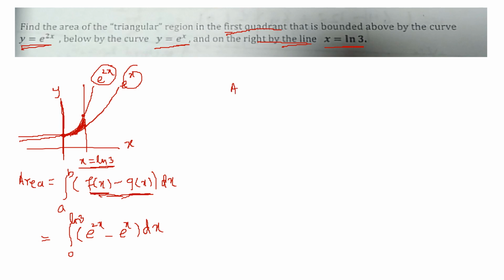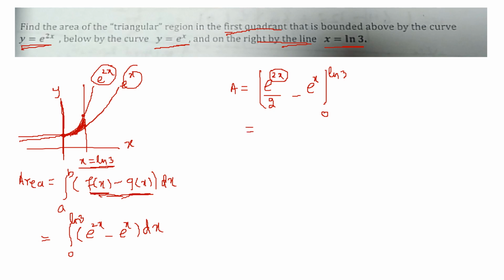Let's integrate this function. We have an exponential function, and the integration of an exponential function is the exponential function divided by the derivative of the argument. In the argument we have 2x, so its derivative is 2. This whole term is divided by 2, minus the integration of e to the x, which is e to the x as it is, and then we apply the limits of integration from 0 to ln of 3. Since this is a definite integral, we do not need to introduce the constant of integration.